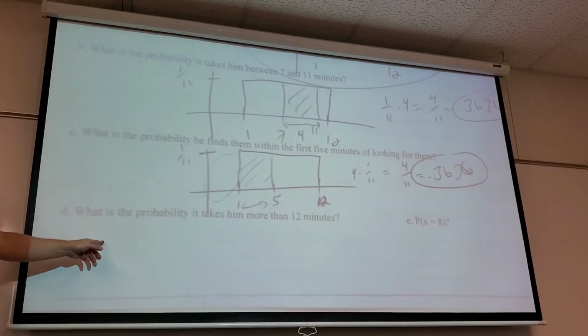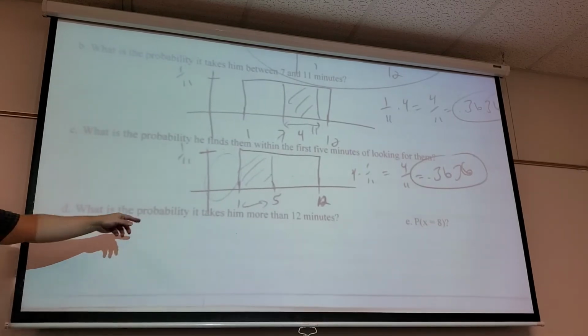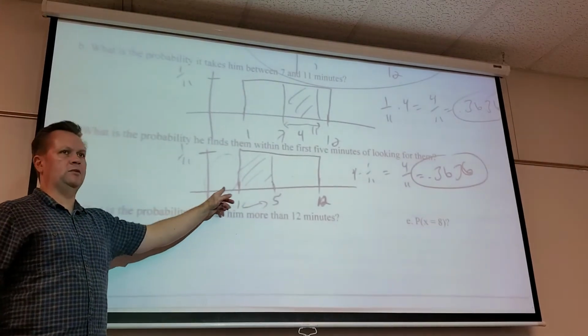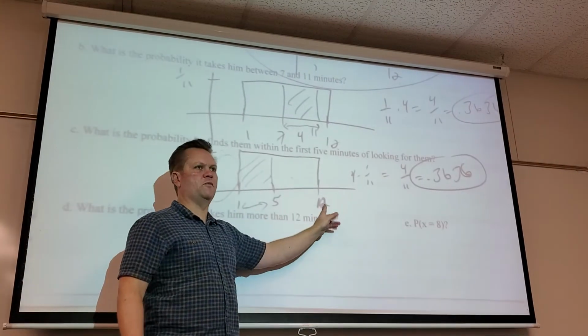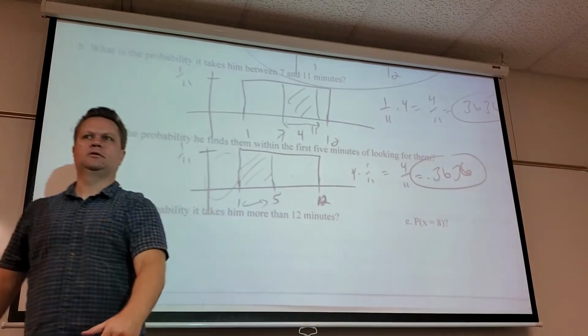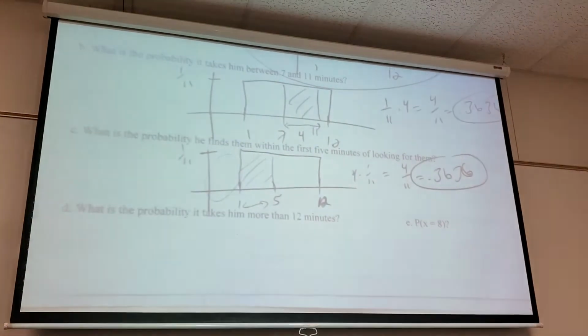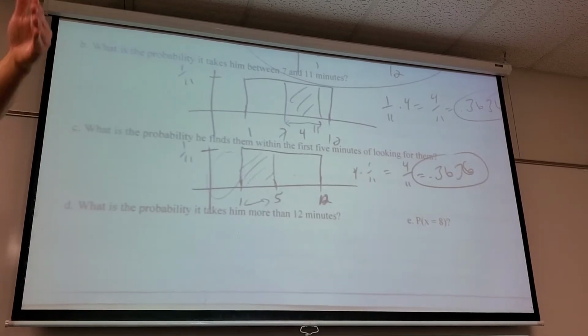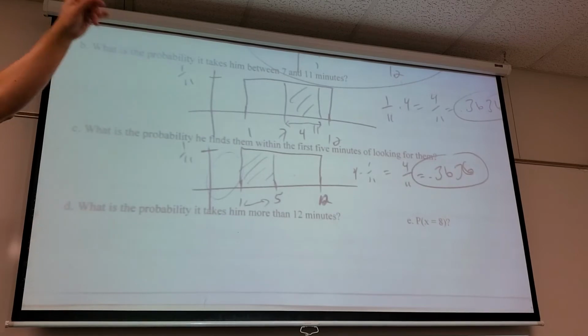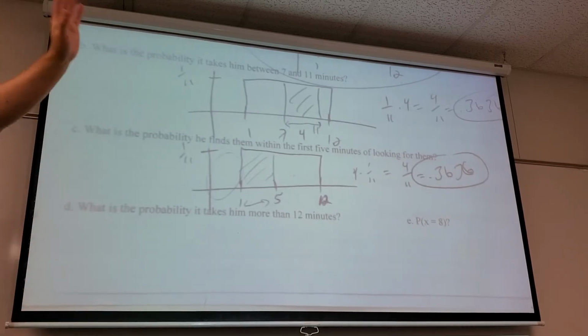It's the same thing as what probably takes me less than a minute: 0. For this situation, what probably takes me more than 12 minutes: 0. Because after 12 minutes, I just stopped looking and stayed where I am. You guys see that? Is that right? The only place that gets any probability is from 1 to 12. Anything outside of there gives you nothing. There's no chance of that happening.